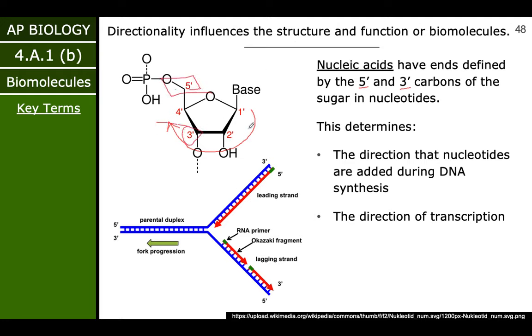And really, I like to think of it as an arrow. Okay? So we're going to be talking about directionality in the context of DNA a lot, because things like to go from 5' to 3'. So for now, I just need you to realize that these DNA and RNA molecules have directionality. Okay? They have a specific direction.